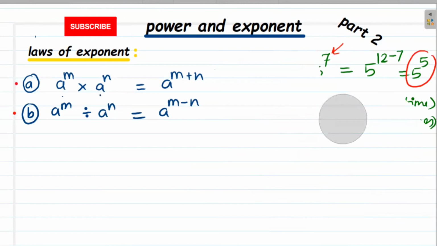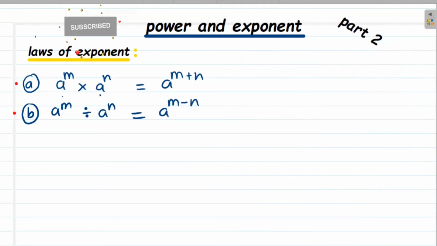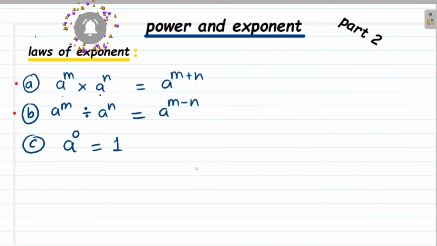Now let's have my third law, that is the zero exponent law. If my base is having 0 as an exponent, then the value of it is always 1.